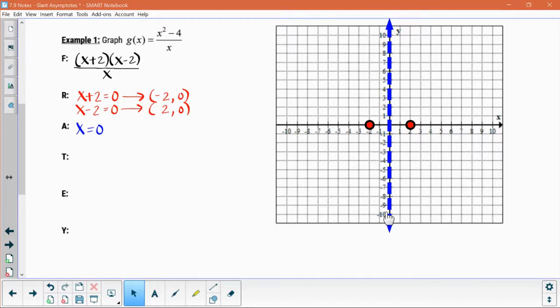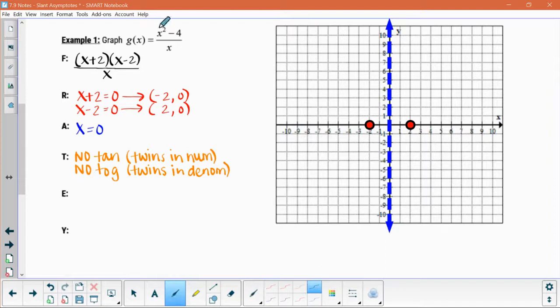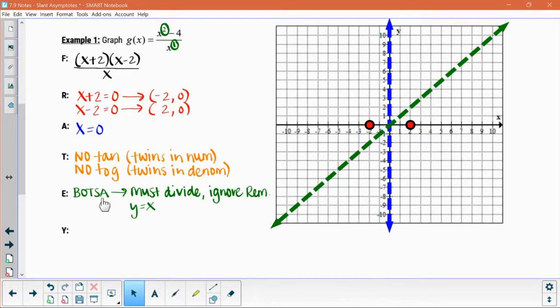T stands for tangency and togetherness. So I'm looking for twins either in the numerator or the denominator. And I don't have either of those for this problem, so I have no tangency and no togetherness. Now, E is going to be my end behavior. So I'm going to be looking at my highest exponent in the numerator and the denominator. The highest exponent in my numerator is 2, and the highest exponent in my denominator is 1. So it's bigger on top. I'm going to have a slant asymptote. Now, remember, when I have a slant asymptote, I must divide and I must ignore the remainder.